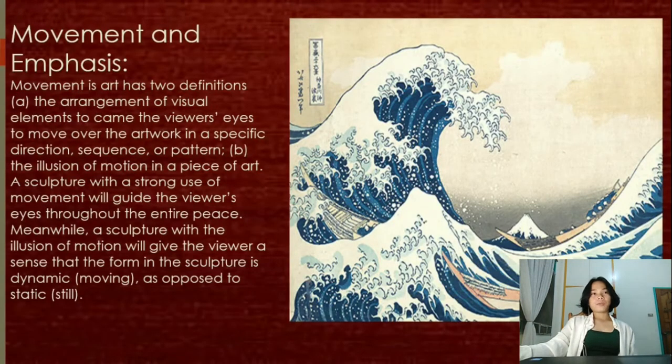Movement and emphasis. Movement in art has two different definitions: A. The arrangement of visual elements to cause the viewer's eyes to move over the artwork in a specific direction, sequence, or pattern. B. The illusion of motion in a piece of art. Sculpture with a strong use of movement will guide the viewer's eyes throughout the entire piece. Meanwhile, a sculpture with the illusion of motion will give the viewer a sense that the form of the sculpture is dynamic, moving as opposed to static, still.